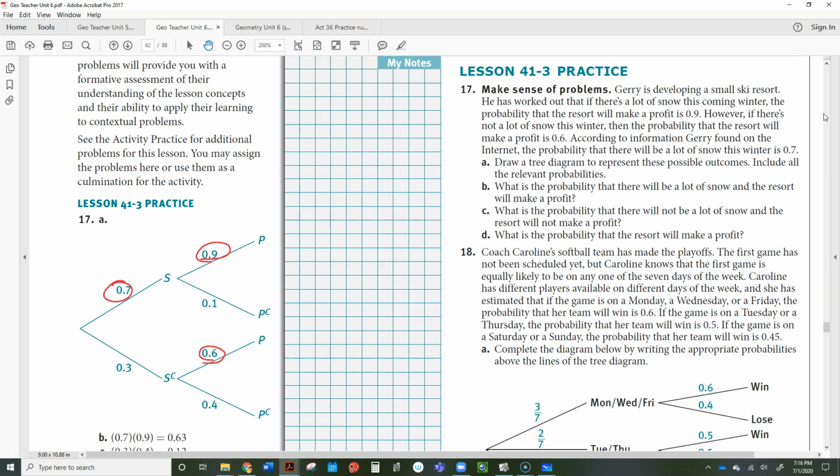The probability that there will be a lot of snow this winter is 0.7. So a lot of snow is 0.7, so this is given. So these 3 pieces of information are given, and then we calculate these because we know they have to add together to be 1. Okay, so we have to get 1 right here.